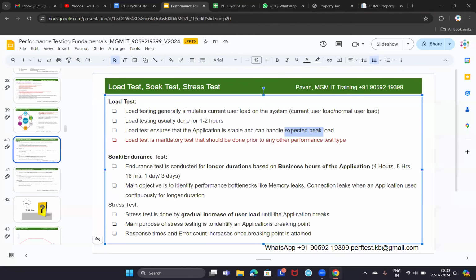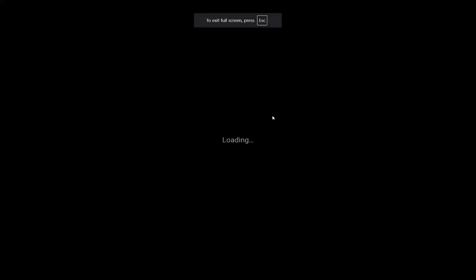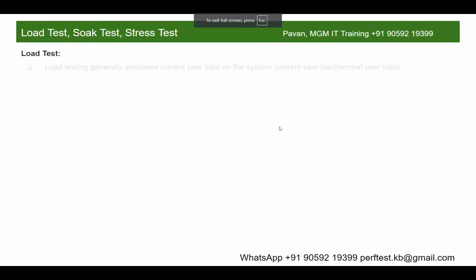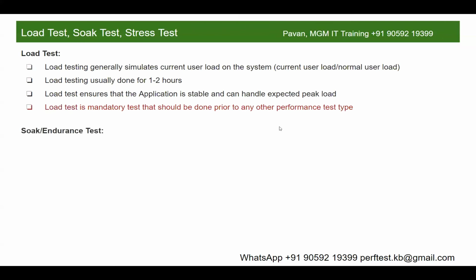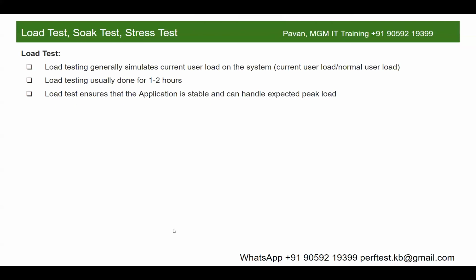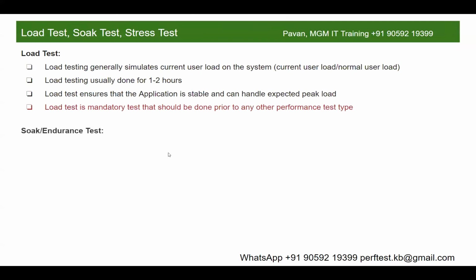All right. Load test is the mandatory test that should be done prior to any other performance test type. For any application, without doing load testing, you will not do any other performance testing. So load testing is the first and foremost one. Clear, guys? Any queries? I'll take a pause here. Okay. Let's move to the next one.